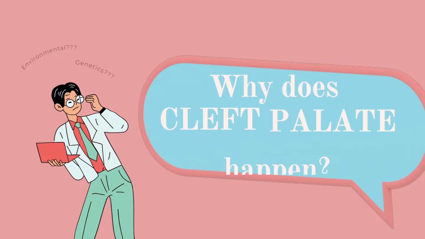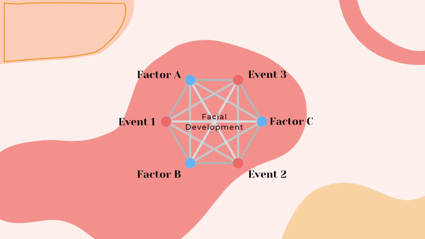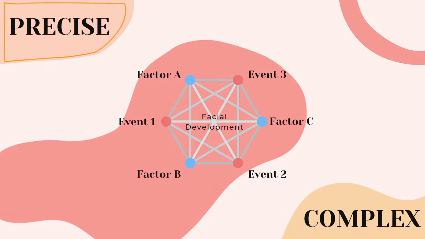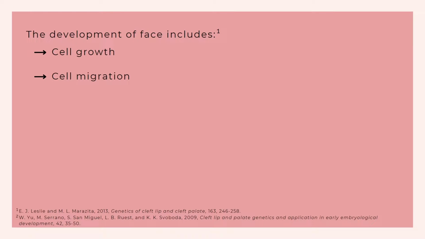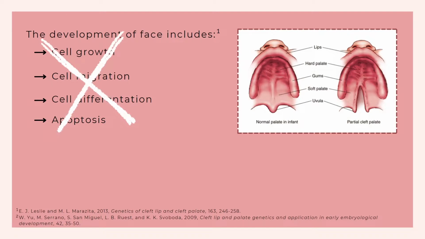So, why do cleft palates happen? As we can all agree, the proper development of the face requires the precise coordination of a complex series of events. This includes cell growth, migration, differentiation, and apoptosis or planned cell death. Disturbances encountered at any stage of palate development can result in cleft palate.